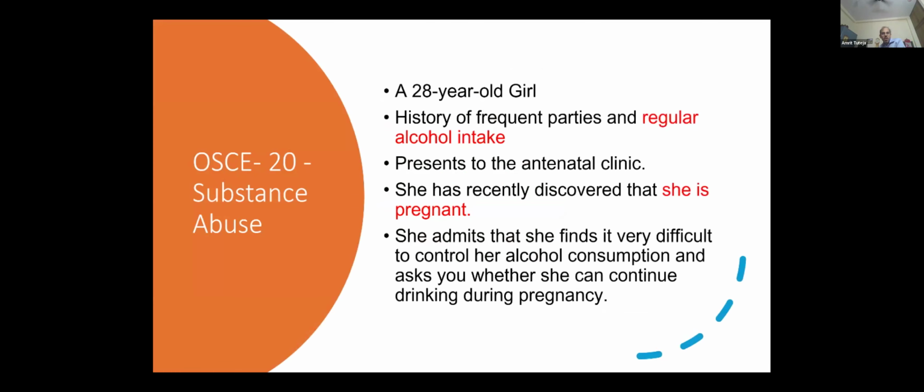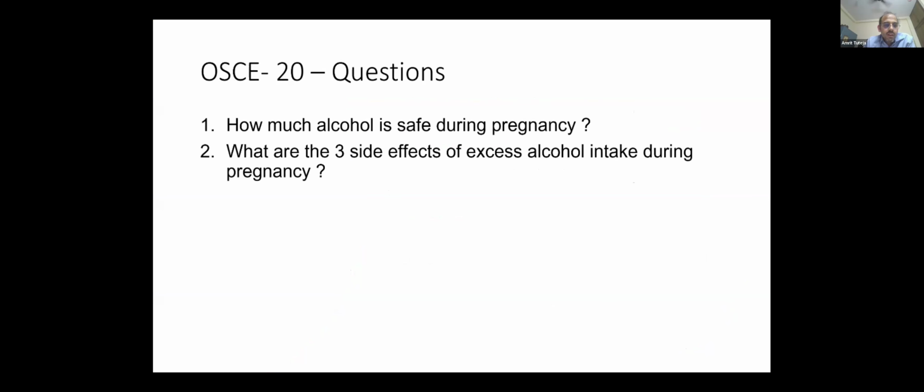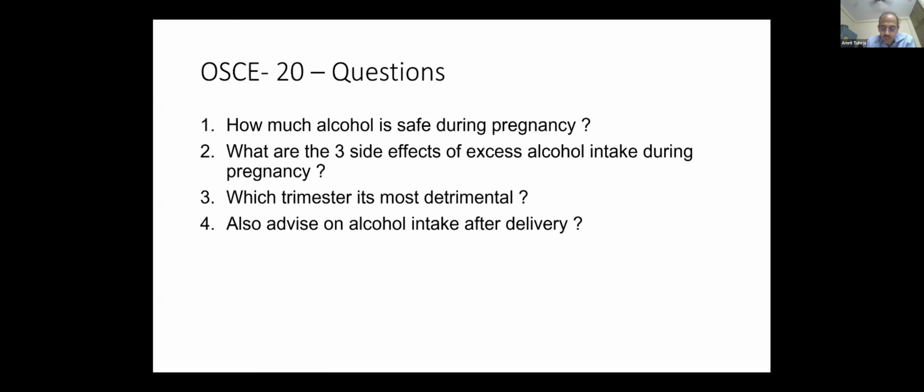Last question, on alcohol. A 28-year-old girl. Alcohol is now very common. We are a developed country now. So regular alcohol intake. This girl has a history of frequent parties and regular alcohol intake. And now this girl, unfortunately, is pregnant. So regarding alcohol, she has many questions which you will answer.